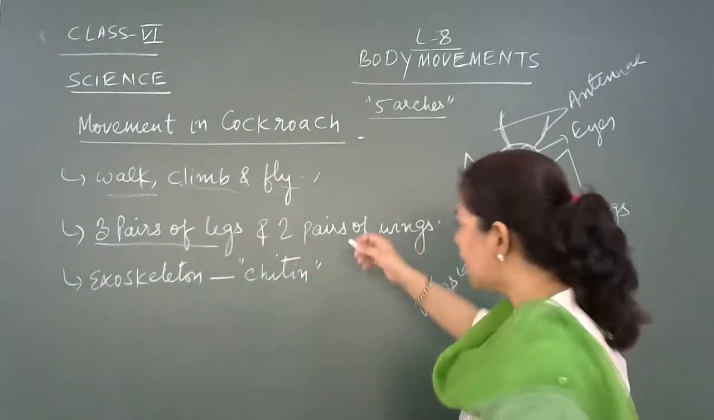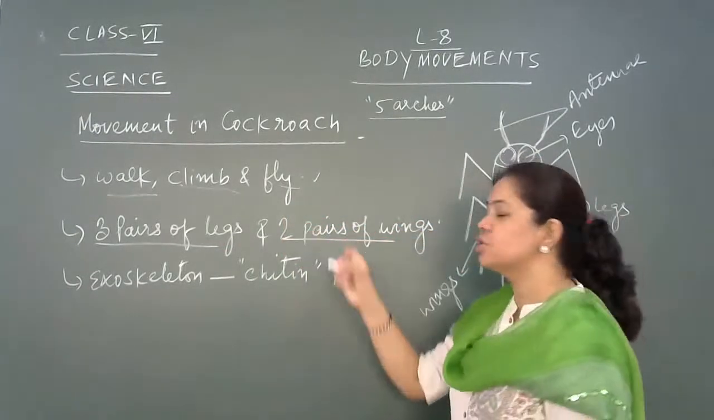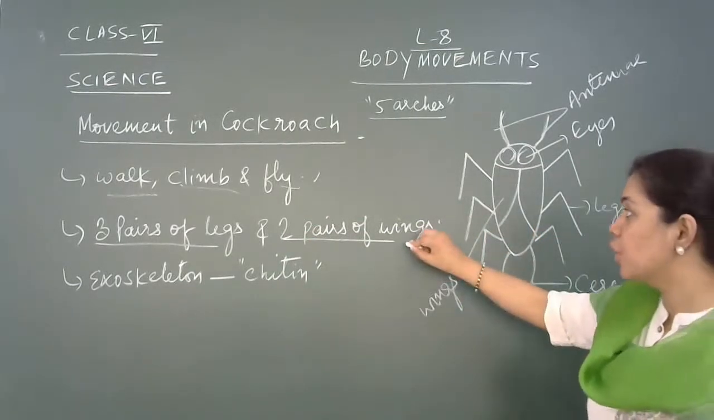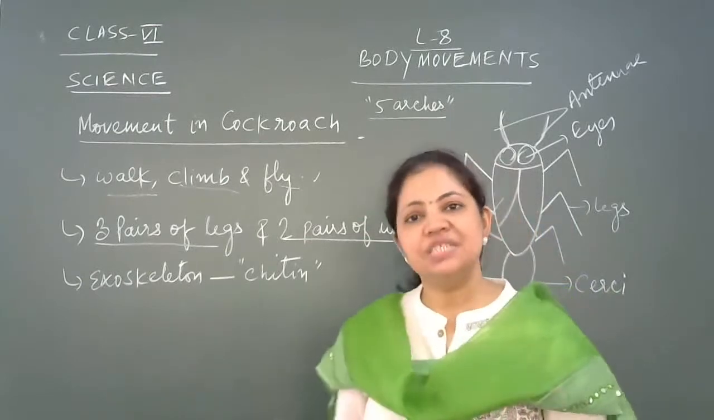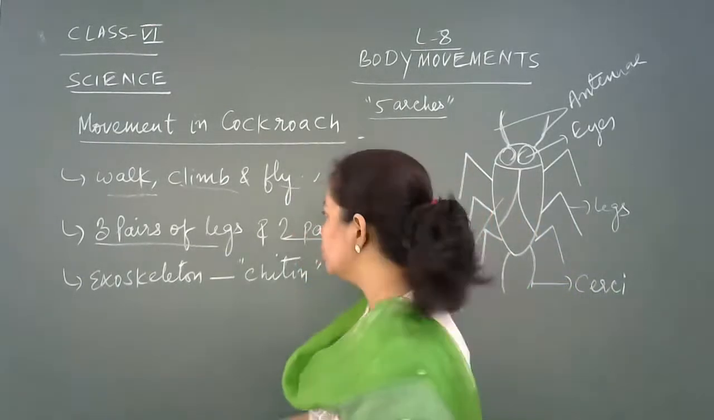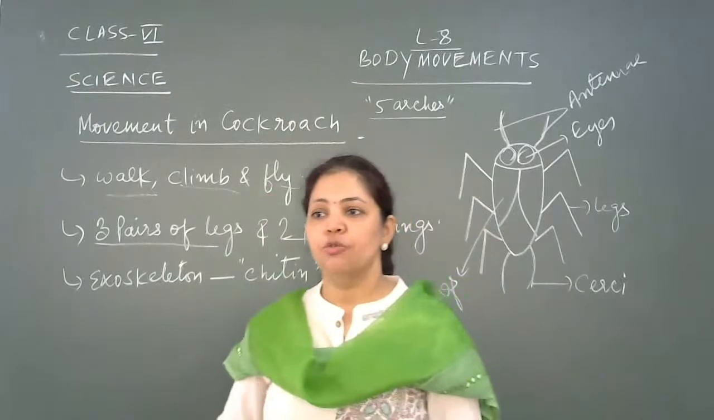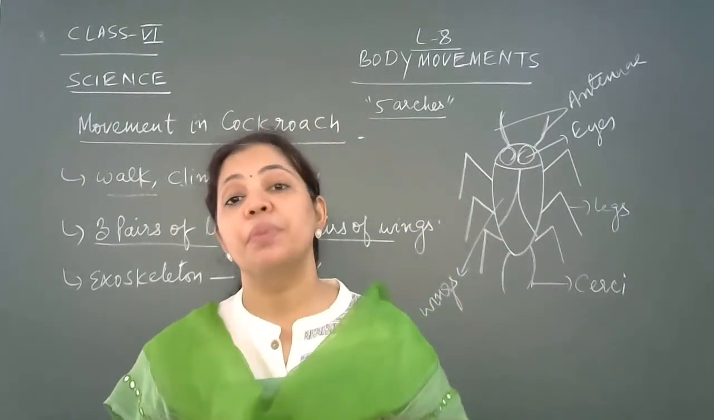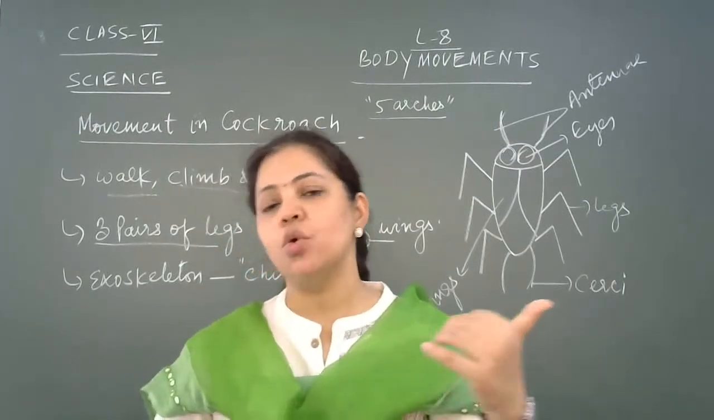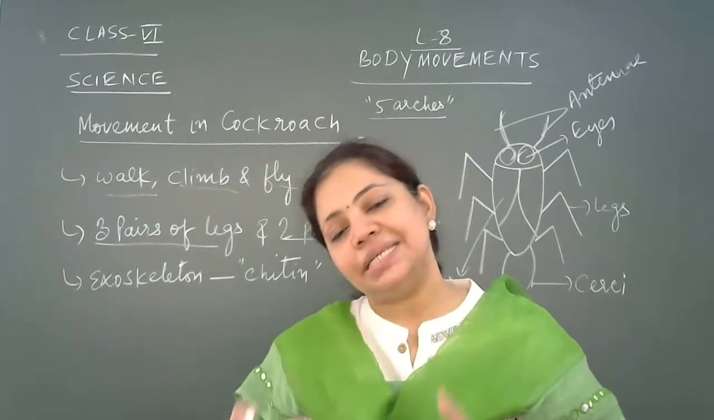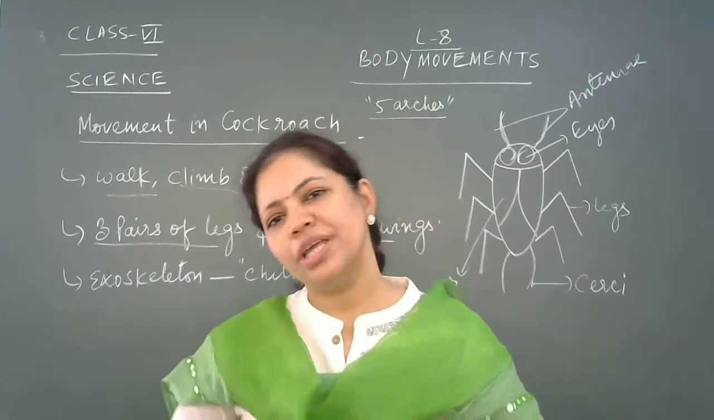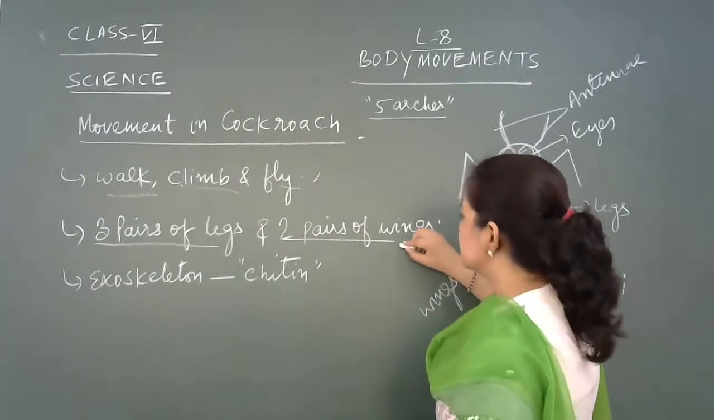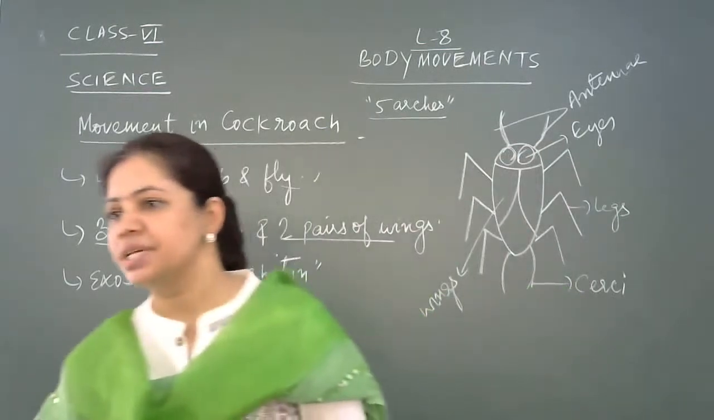Right? Another thing is that a cockroach has 2 pairs of wings. Yes, it has 2 pairs of wings, and these wings help a cockroach to fly. Although a cockroach can fly over small distances only, yes, it can fly. Right? So these 2 pairs of wings are present there. Okay?